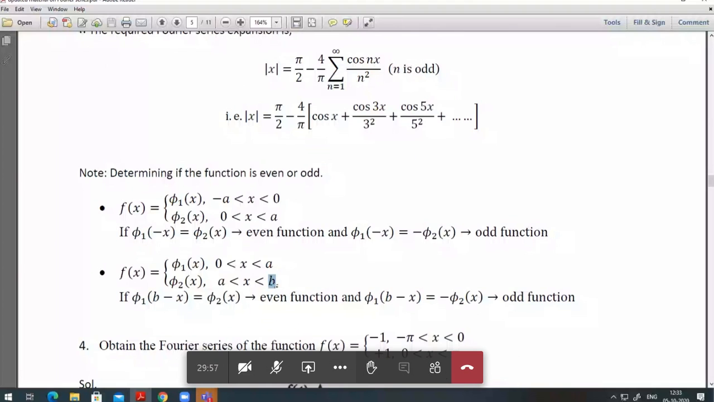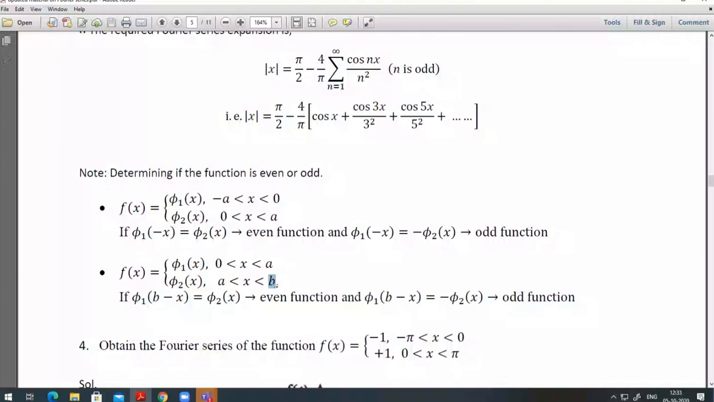Phi1 of b minus x gives you phi2 of x, then the function f of x is even. Otherwise, if phi1 of b minus x is equal to negative phi2 of x, then the function is odd. So please note this point: how to determine whether a piecewise function is even or odd is given in this definition.